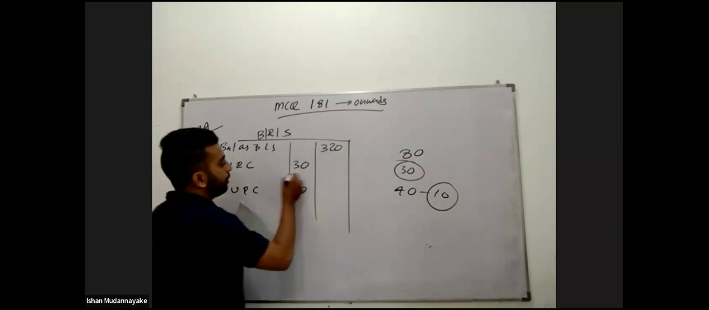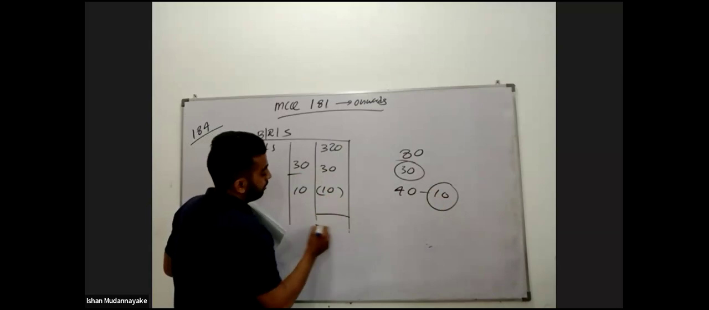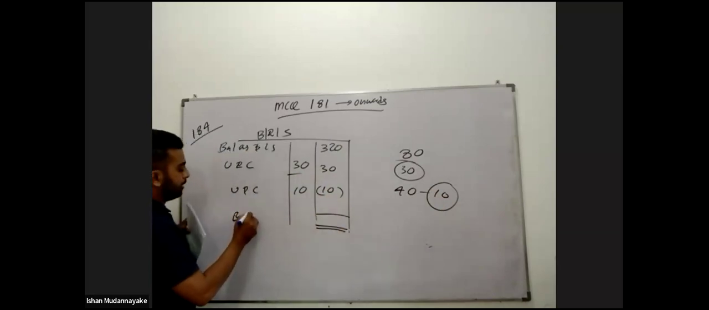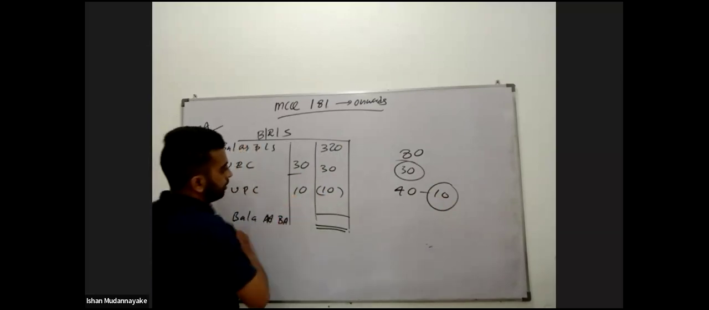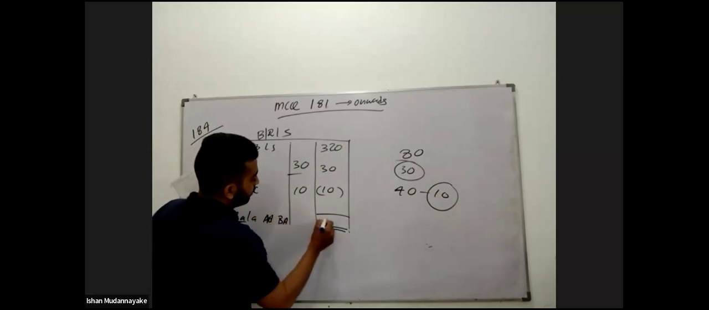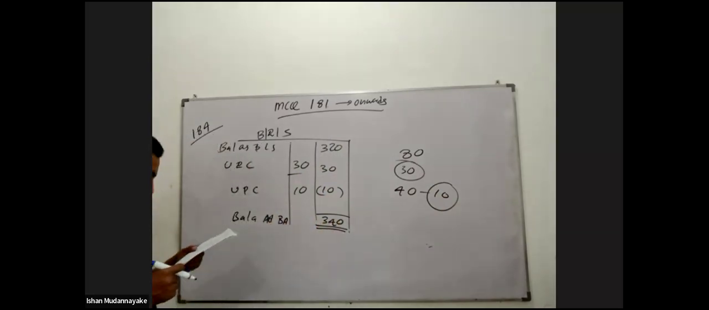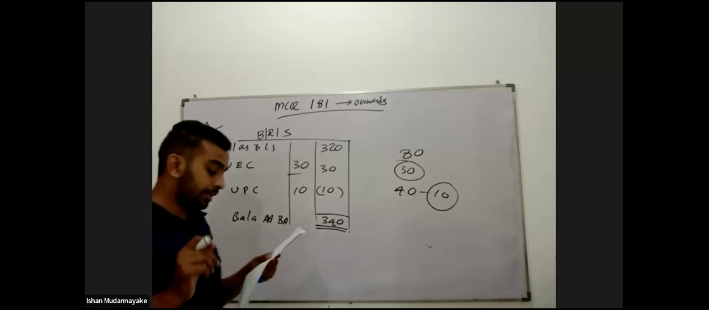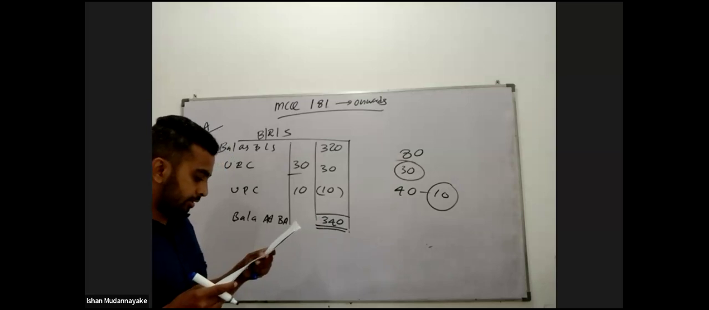The balance as per adjusted bank account, how much? 340. Balance as per adjusted bank account as of 30th April 22 is 340,000. Answer for A, 340,000.